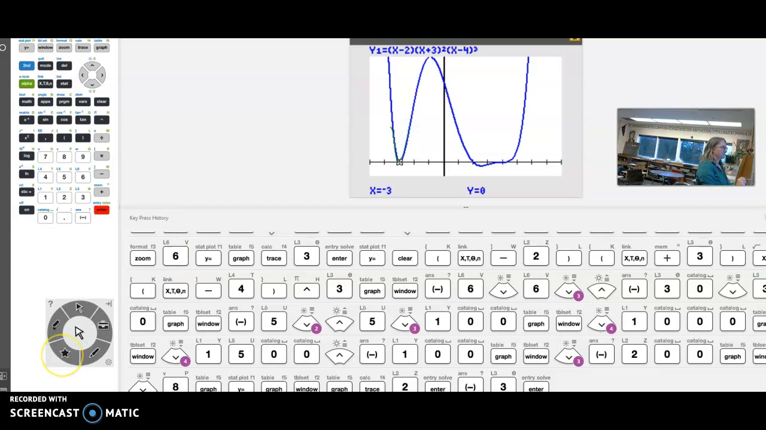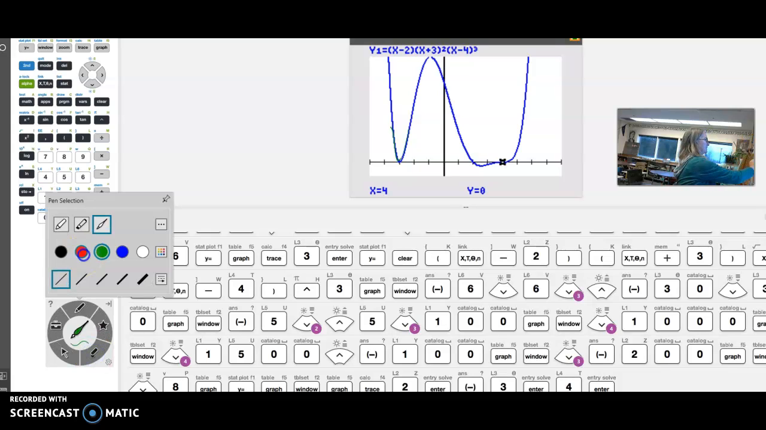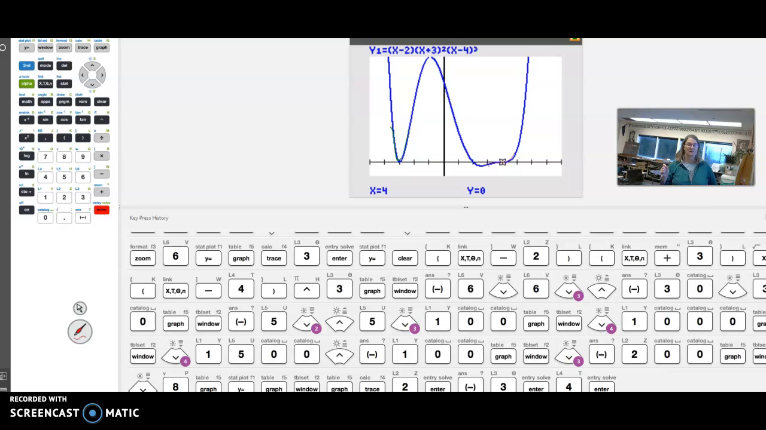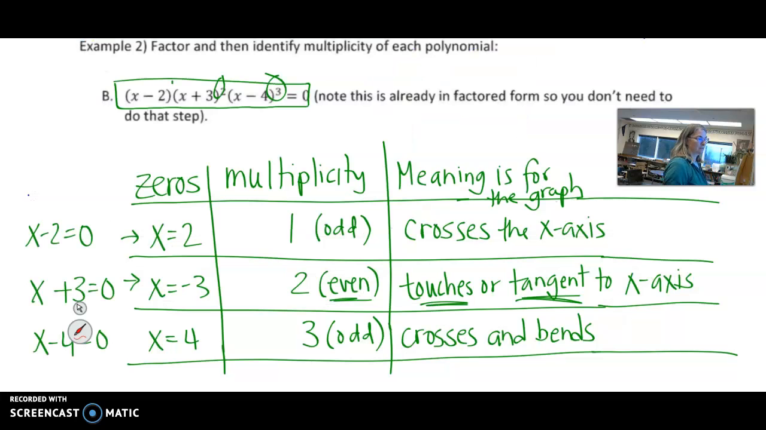And then if we trace to the next one, which is 4, you can see that it crosses through there, but it also has this little blip. It has a little bend. And that's because it was an odd multiplicity. That's why it crosses through. But then it also has a bend because it's odd and greater than 1. Because it was 3. All right.